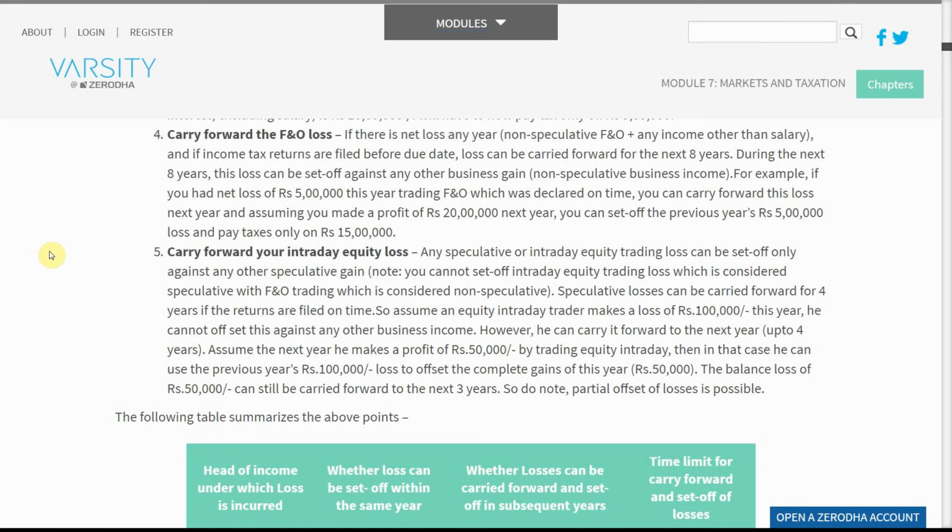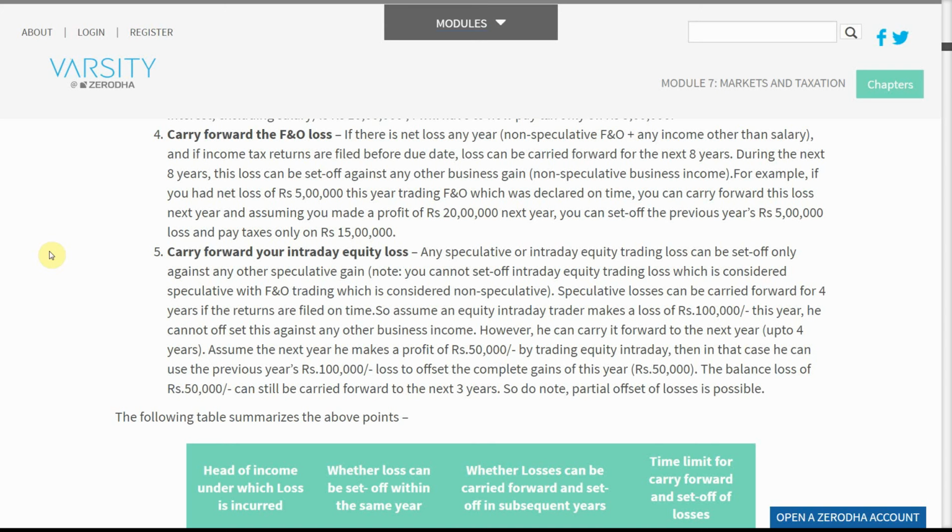Carry forward the F&O loss if there is a net loss in any year, non-speculative F&O plus any income other than salary. And if income tax returns are filed before the due date, the loss can be carried forward for the next 8 years. During the next 8 years, this loss can be set off against any other business gain, non-speculative business income.